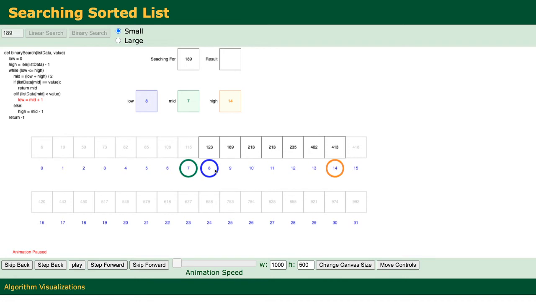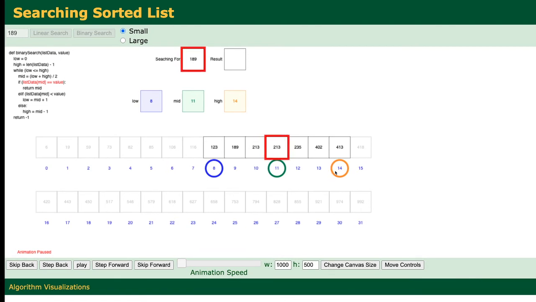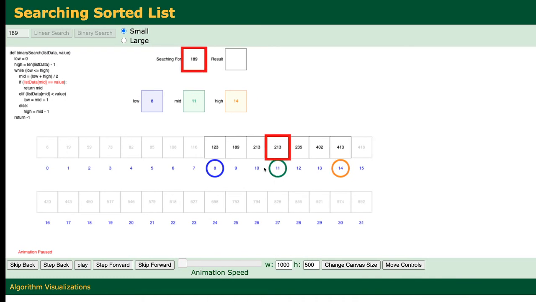A new midpoint is going to be calculated. 8 plus 14 divided by 2, which is going to be 11. So now we're going to compare the number again. In this case, we see that the number that we are searching for is less than the element that is at the midpoint. So this means we are going to discard the right side of the array. In this case, we're going to move the end index. Remember, when we are moving the ending index, it's going to be midpoint minus 1. So it's going to be 10.